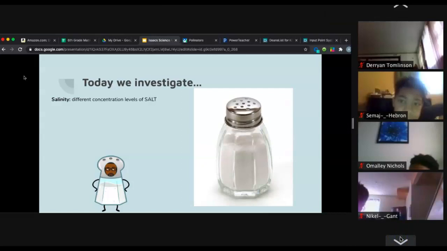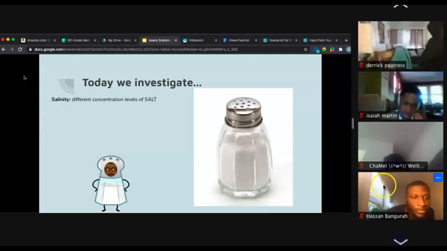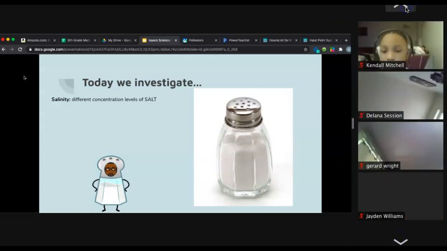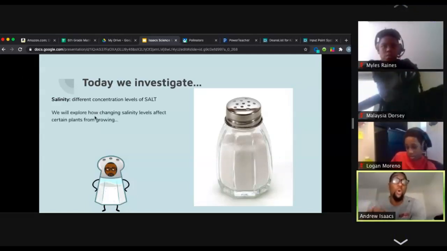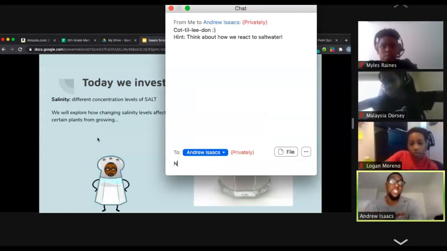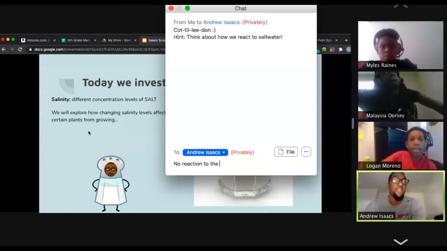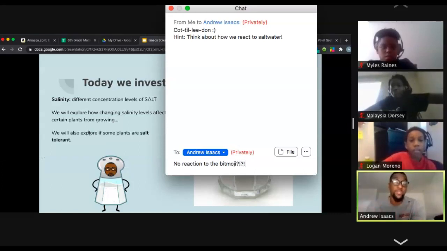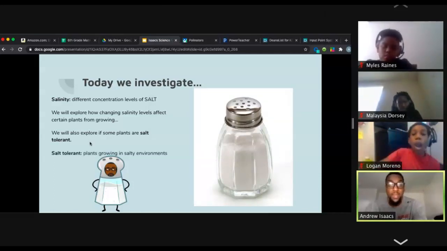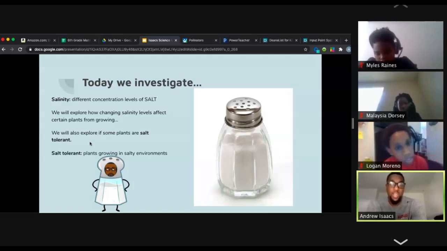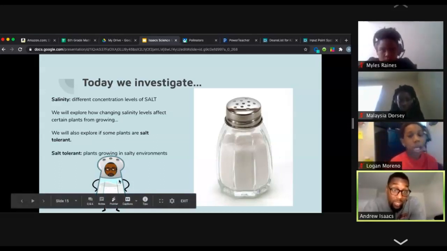Different concentration levels of salt. Absolutely. So salinity is the level or concentration of salt that is in something, or as we're talking about today, in water. Today we'll explore how changing salinity levels will affect plants from growing. We will also explore some plants that are considered to be salt tolerant. Salt tolerant just means that plants grow in salty environments, right? So who is the salty Mr. Isaac's plant? That's all we're going to figure out, okay?